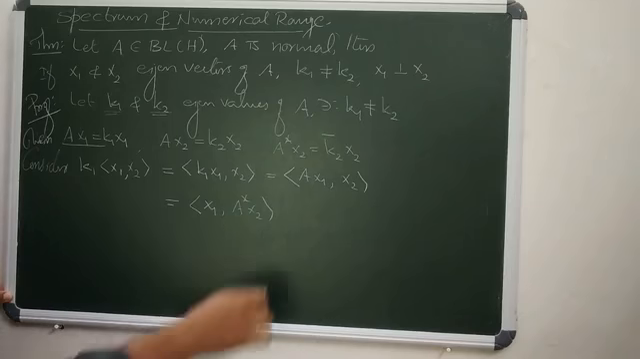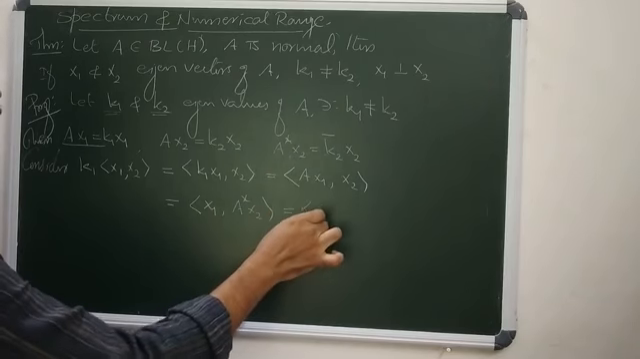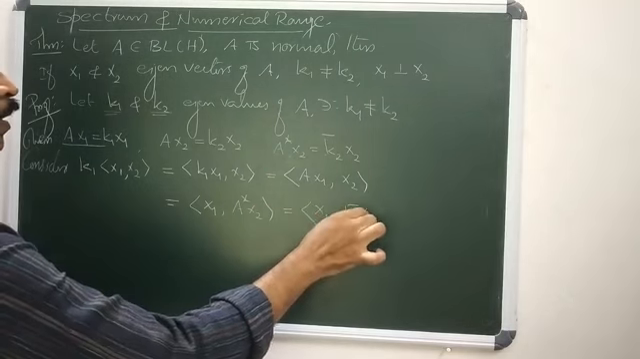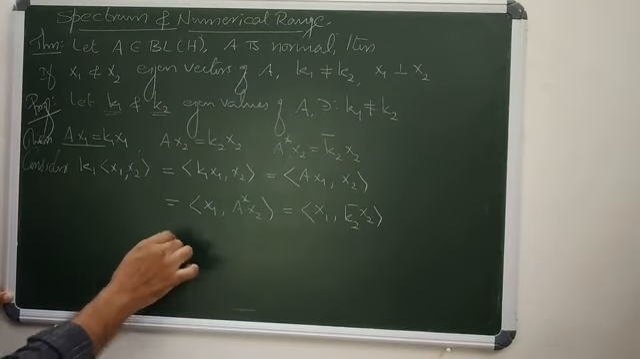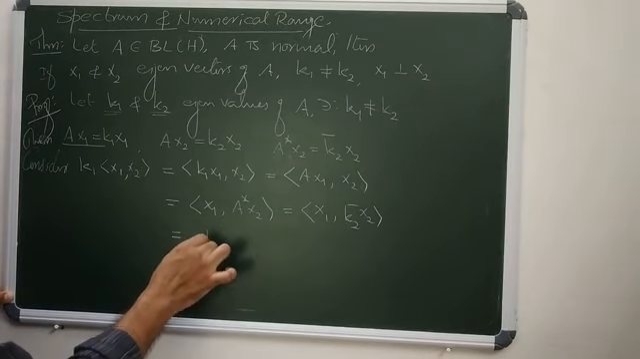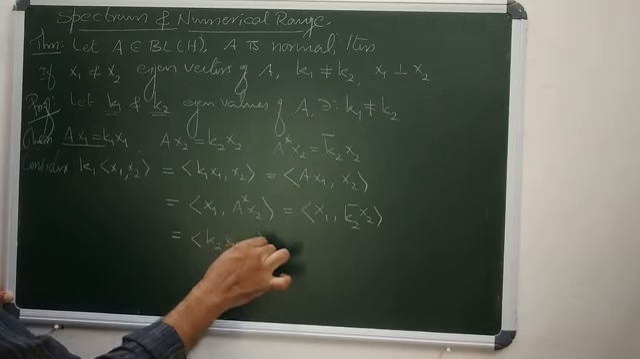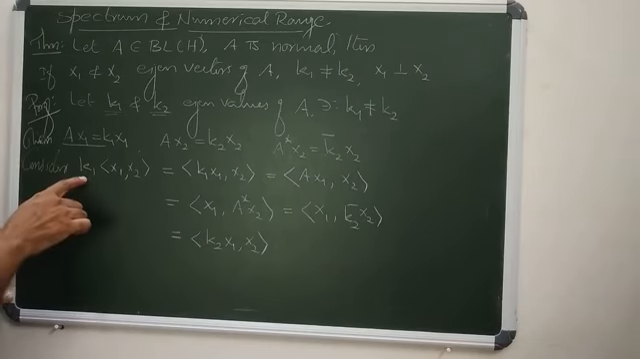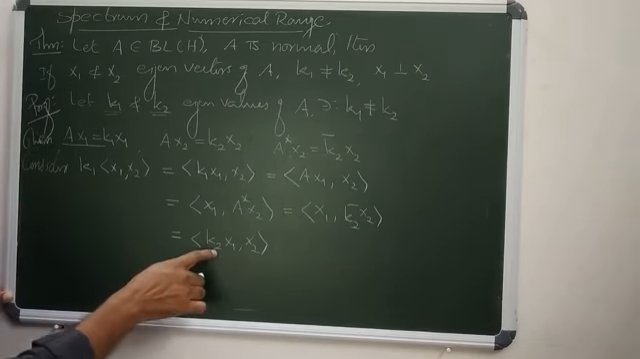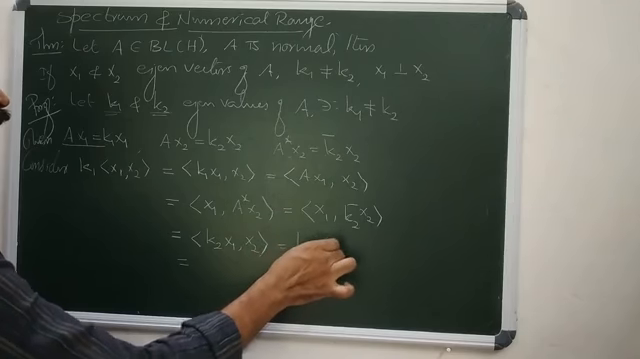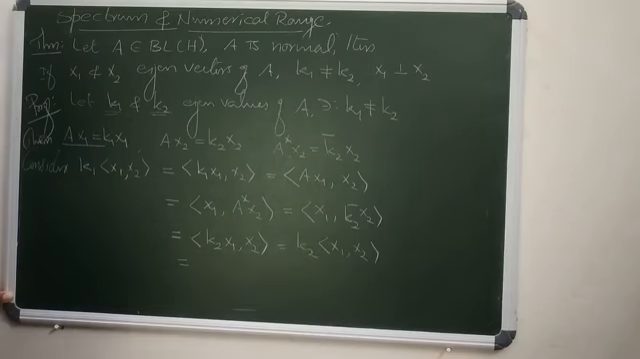But what is A star x2? That is k2 bar x2. Inner product x1 k2 bar x2 equals inner product k2 x1 x2, which can be rewritten as k2 times the inner product x1 x2. So k1 inner product x1 x2 is the same as k2 inner product x1 x2.